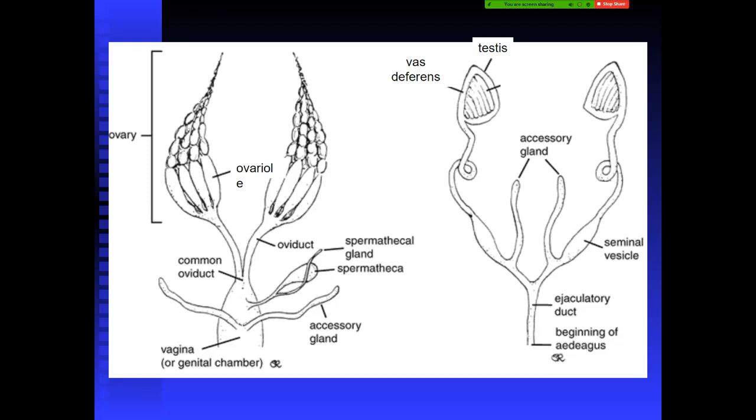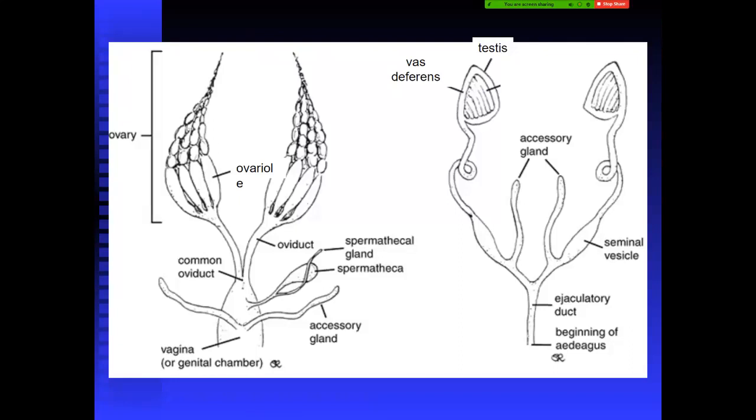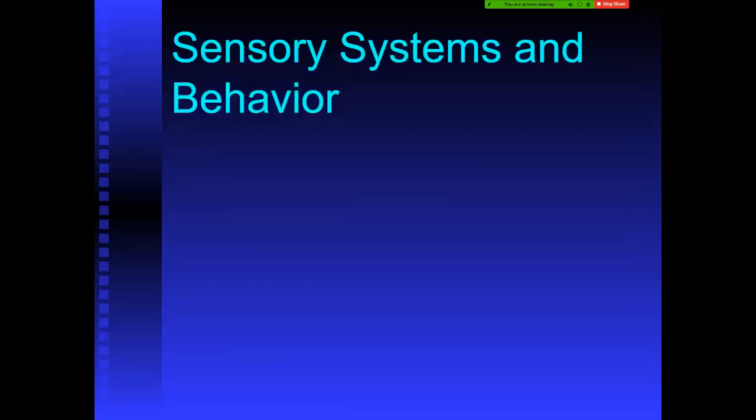So, even though we're very remotely related and dramatically different as animals, you can see that some of the basic structures are there in insects as well as what we would see in us. So anyway, that's kind of the general gist of the insect reproductive system.